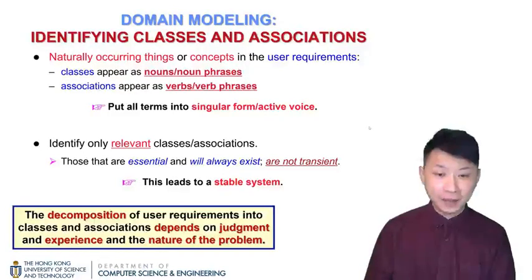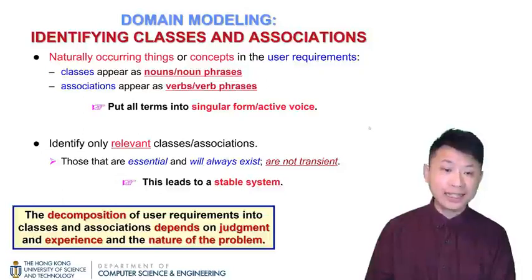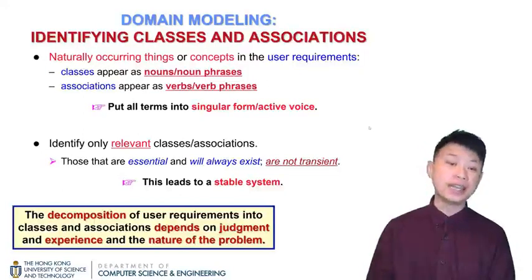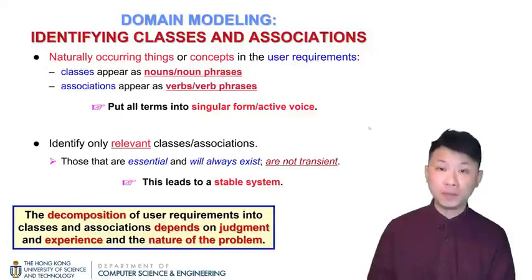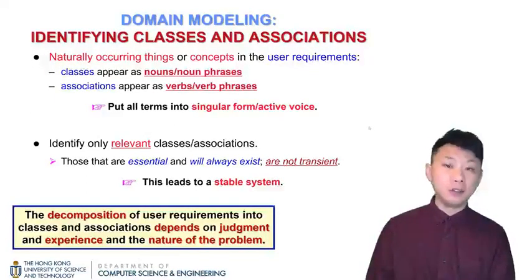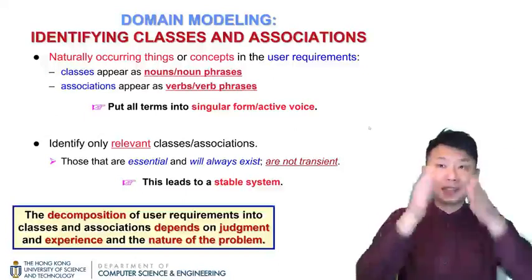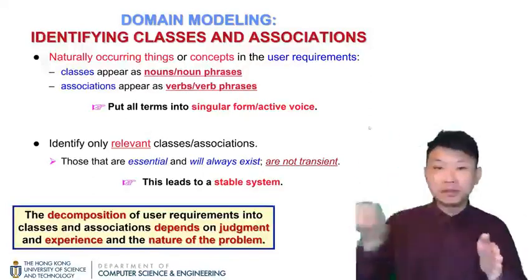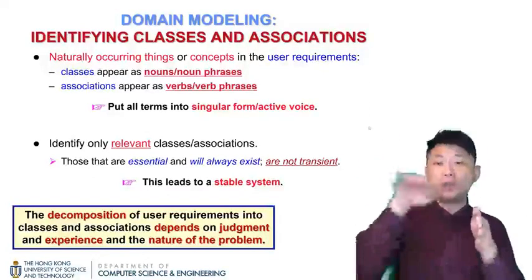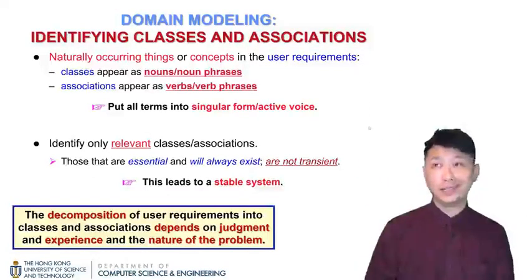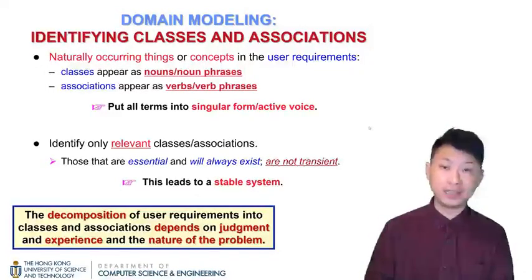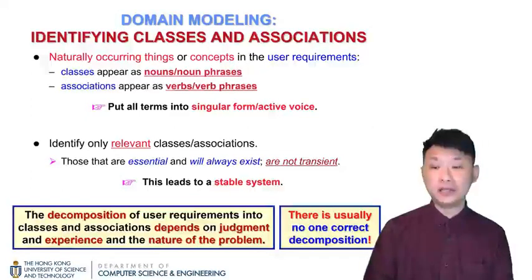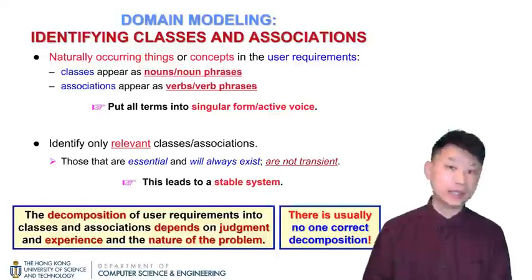And notice that the decomposition of user requirements into classes and associations depends on judgment and experience and the nature of the problem. Usually we don't have a single correct answer in domain modeling. That means we don't have a single correct model given a problem statement. There may be multiple correct answers. And choosing one or the other model is just a design choice based on your own judgment and also your own experience. That's why I say there is usually no one single correct decomposition.